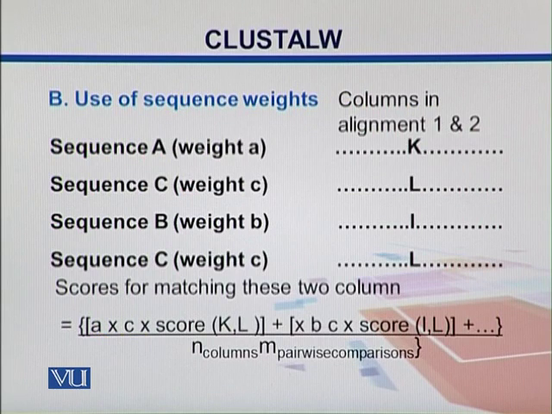We use those weights, and then we see which ones go with each other. For example, here we have one column in which we are focusing. We have K, L, I and L. For sequence A, we use its weight A. For sequence C, we use weight C, and then B and C. So we take one alignment, and then we see what are the most appropriate matchings of these nucleotides. So that is what we can get with this relation down there.